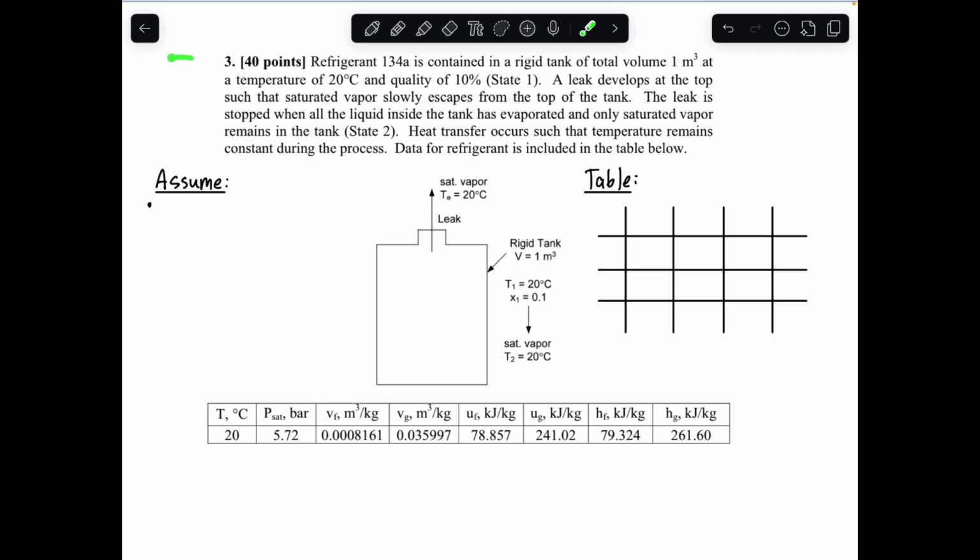So for problem 3, we have refrigerant 134A that's contained in a rigid tank at a total volume of 1 cubic meter at a temperature of 20 degrees Celsius and a quality of 10% at state 1. Then a leak develops at the top of the tank such that the saturated vapor slowly escapes from the top of the tank, and then the leak is stopped when all the liquid inside the tank has evaporated and only saturated vapor remains at state 2.